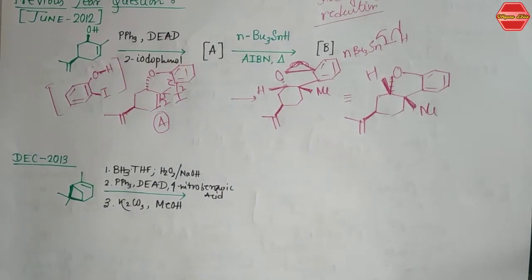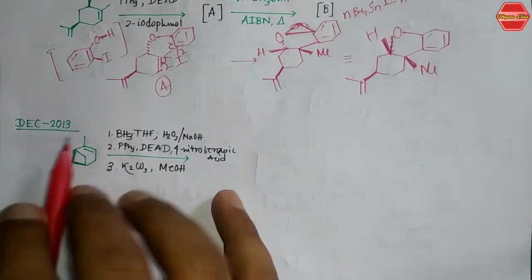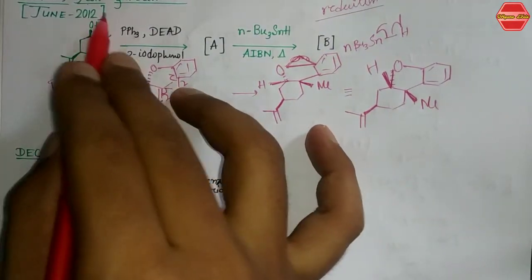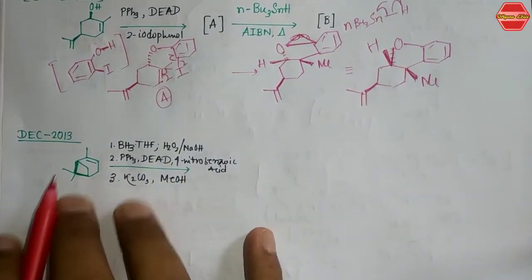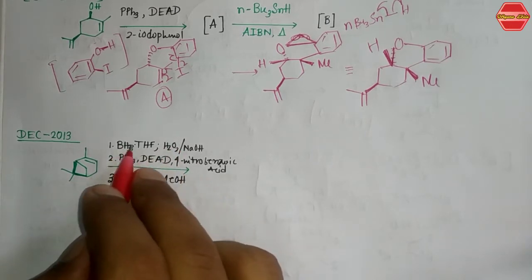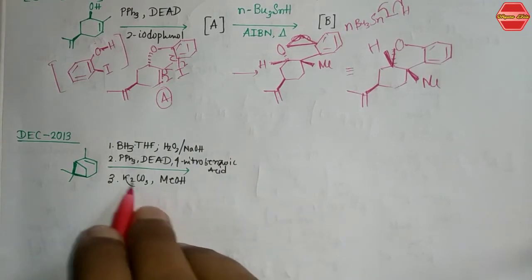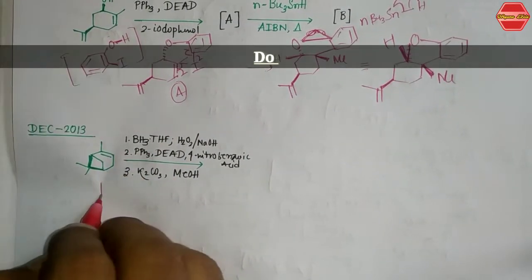So this is a very important question that came in CSIR-NET June 2012. Now the next question, you can see how frequent this question is. After June 2012, in December 2013, a different question comes, where you have been given this substrate and you have to use PPh3, DEAD, and 4-nitrobenzoic acid, and subsequently K2CO3 and methanol. Now first you have to know the steps, we are moving step by step.